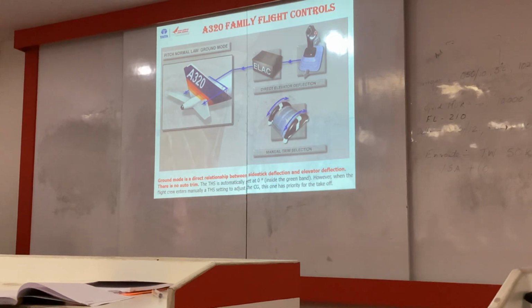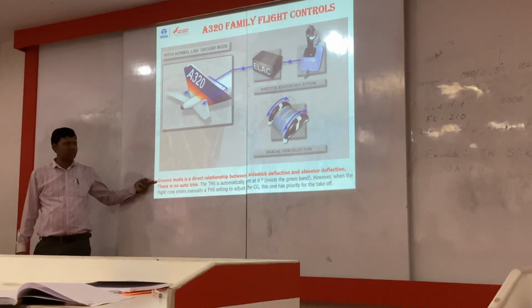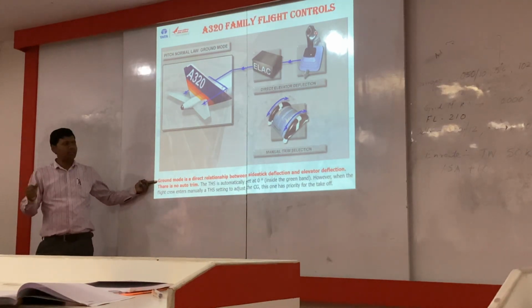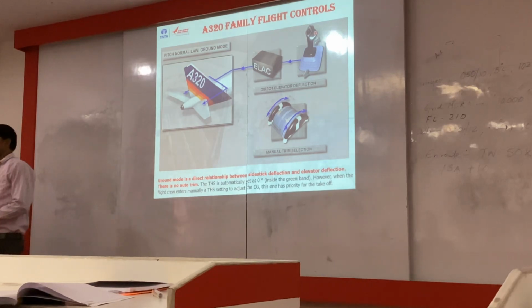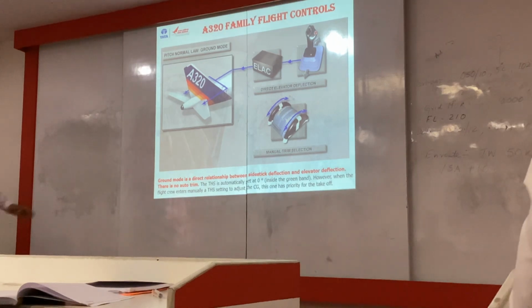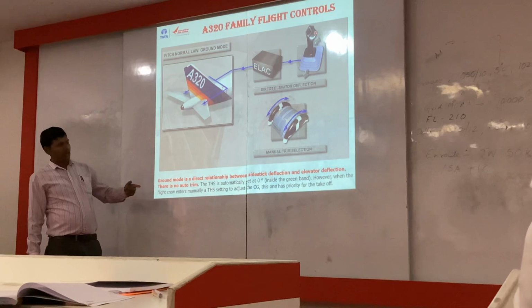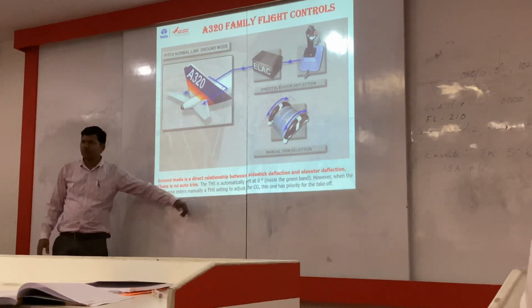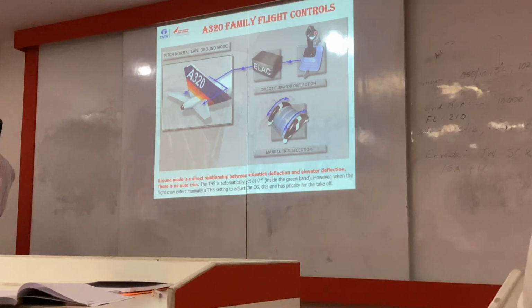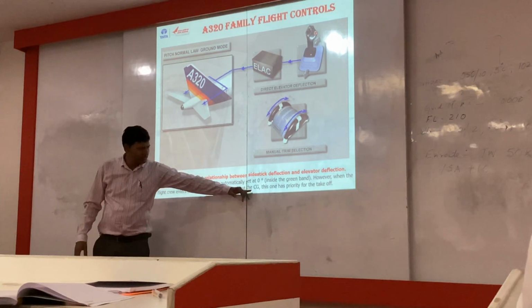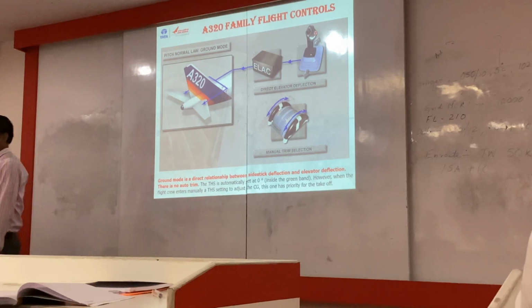Pitch, normal law. Again, the ELAC is there, direct elevator deflection or manual trim selection. Ground mode is a direct relationship between side stick deflection and elevator deflection. So basically, on the ground, whatever input you are giving goes directly to the elevator. The THS is automatically set at 0 inside the green band. However, when the flight crew enters it manually, as I told you during the takeoff, the trim setting to adjust the CG has priority for the takeoff.